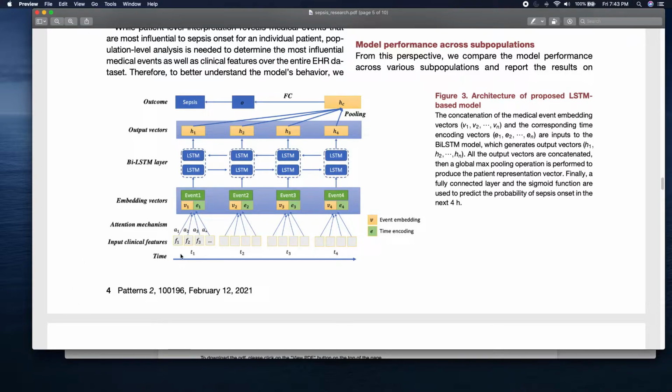So to summarize, they apply an attention mechanism to the input features to weigh more important features more than others. That's then embedded and concatenated to a time encoding, which is then passed into the bi-LSTM. And then there's a global max pooling for all the hidden states, a fully connected layer, a sigmoid activation function, and then the result.